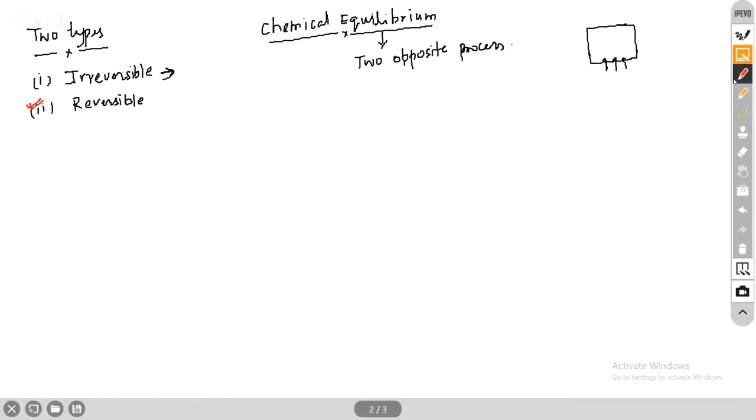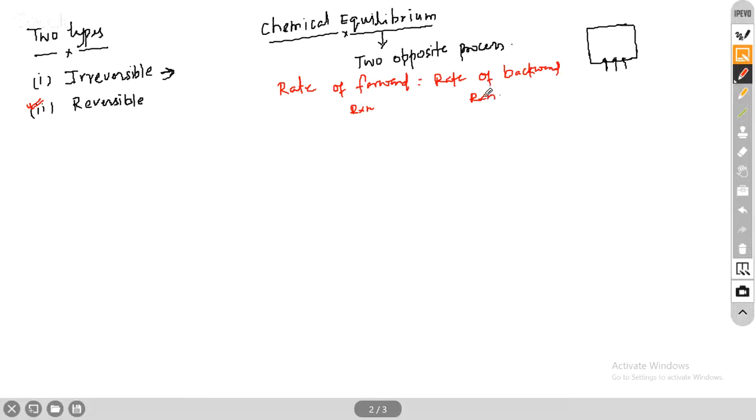The condition of equilibrium is: rate of forward reaction is equal to rate of backward reaction. I hope you all know these things. I'll go a bit fast over here.